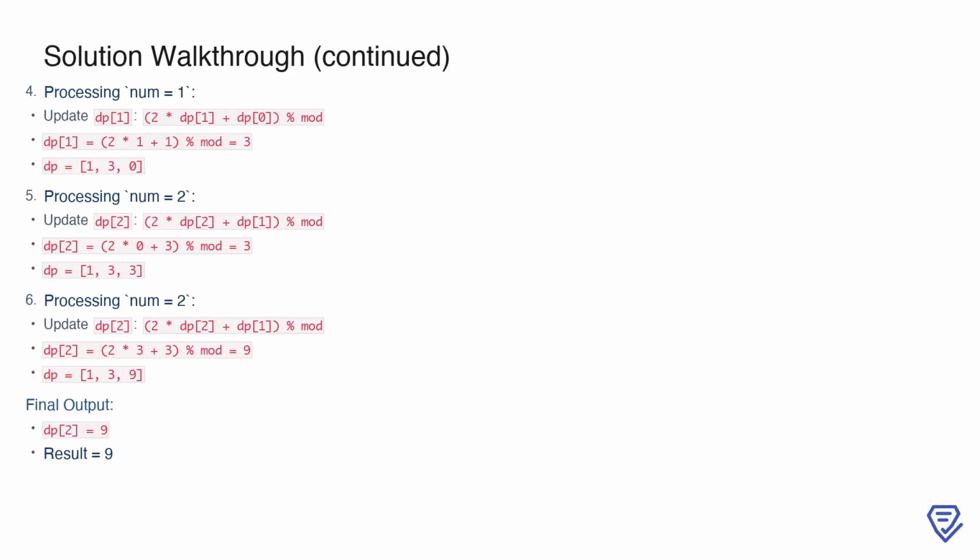For the first occurrence of 2, we calculate 2 * dp[2] + dp[1] % mod, which gives a result of 3. This updates dp[2] to 3, resulting in dp being [1, 3, 3]. Processing the second 2, the formula 2 * dp[2] + dp[1] % mod is applied again. With dp[2] as 3 and dp[1] as 3, the result is 9. This updates dp to [1, 3, 9]. The final value of dp[2] is 9, so the result for this example is 9.